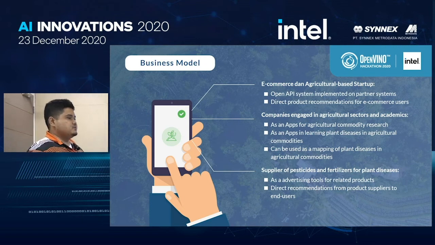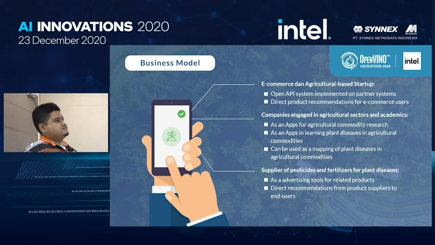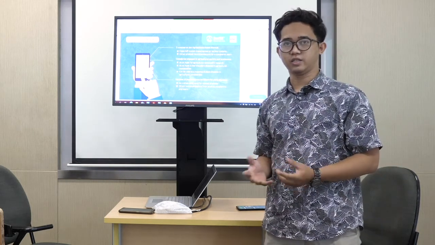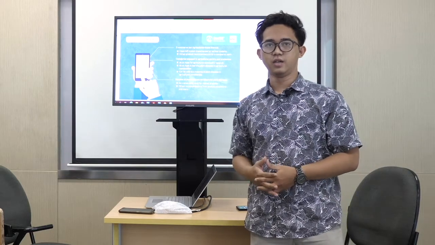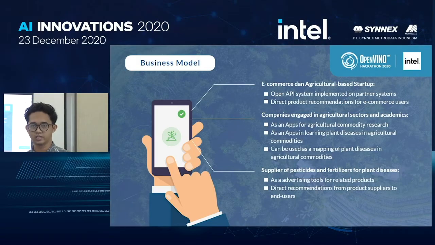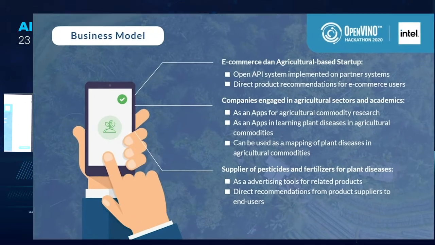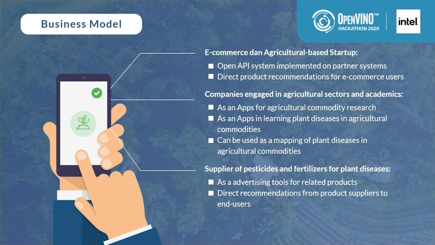Pest manufacturers and others will sell the product to us with our application, and we have a margin across that. For companies, the sector and the academies, such as the campus and agriculture, we provide our application for research, such as research about plant diseases. And suppliers of fertilizer for plant diseases can use our application for ads, something like e-commerce.